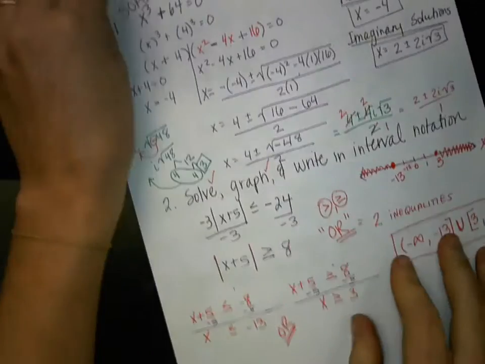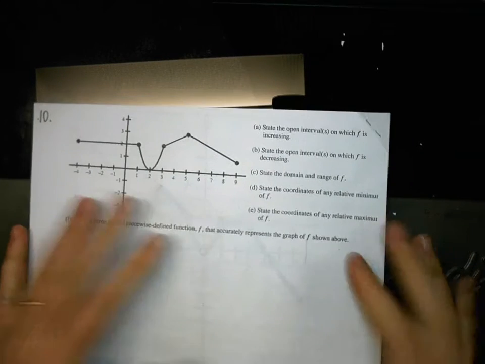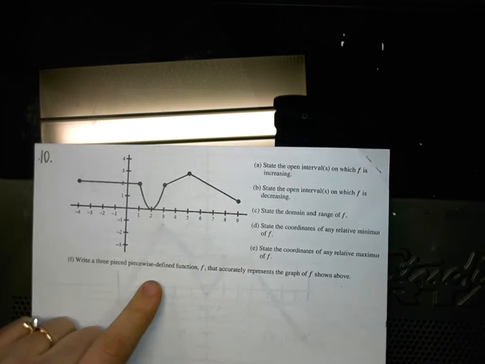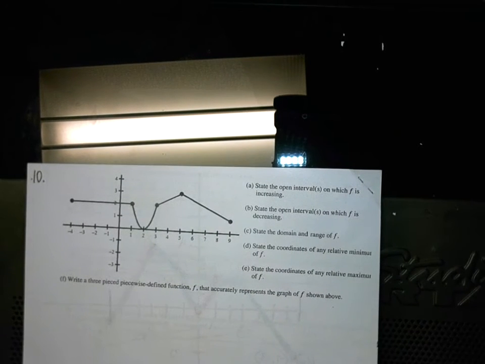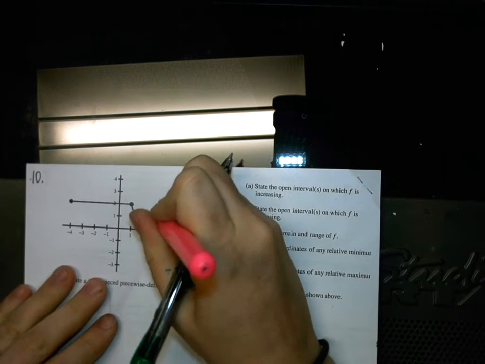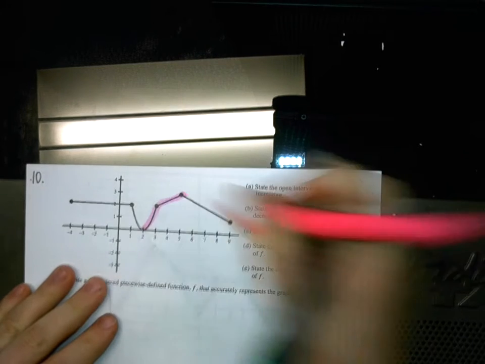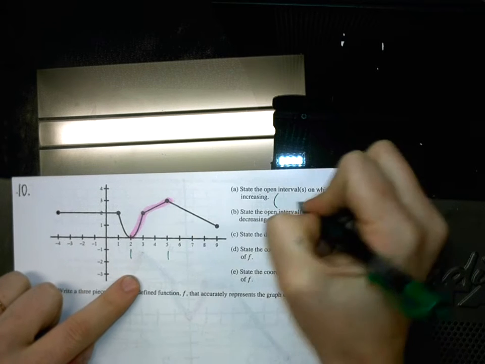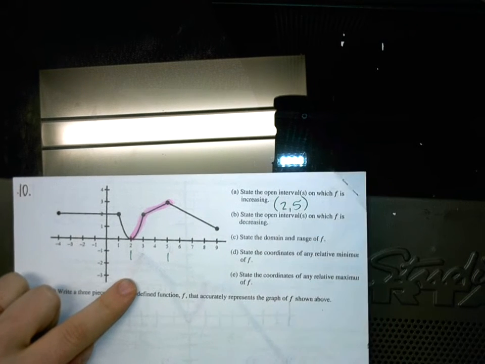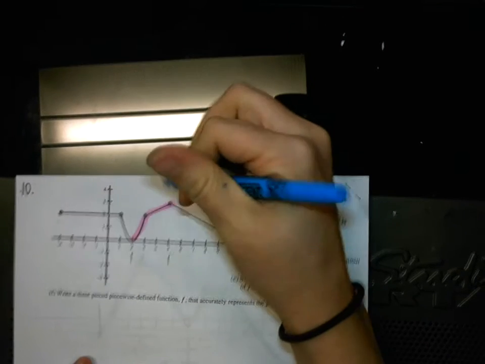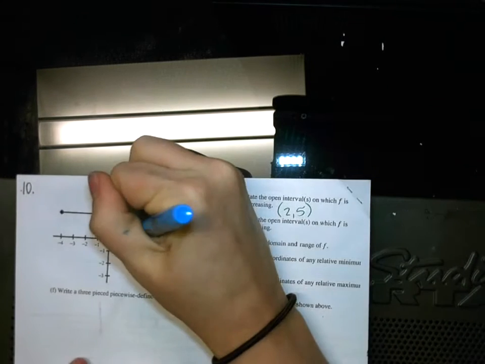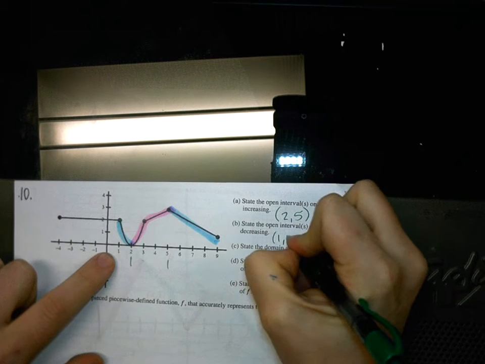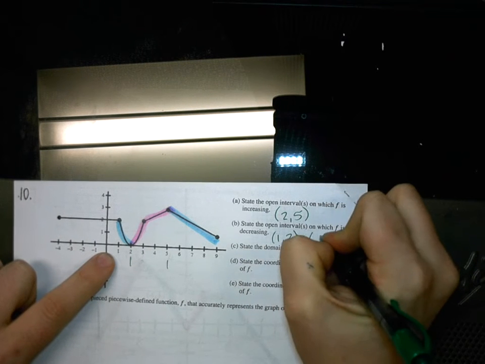Nope, not the end. One more question on the back side, don't forget that. Very similar to the other side. State the open intervals where f is increasing. This portion is increasing, so that's from 2 to 5. Decreasing, I should have done the same colors I did on the opposite page. I have two decreasing intervals, so that's from 1 to 2, and then again from 5 to 9.